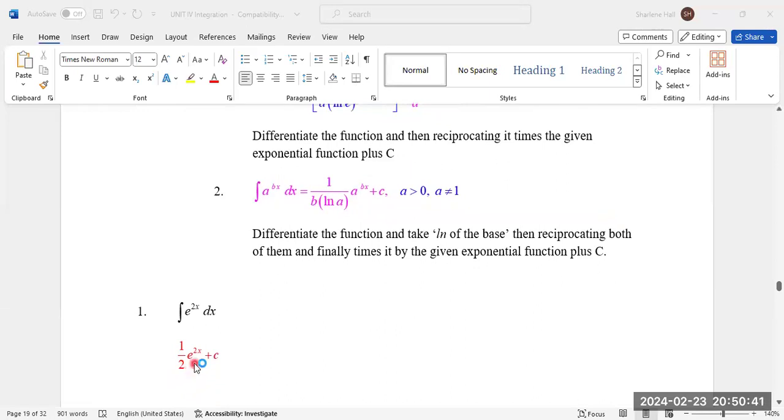1 over 2 e to the 2x plus c. That's not hard, you know? We just did this question mentally a while ago. It's not hard, man. Trust me. I give you the laws, you have the laws, and we get the question, we're good to go.